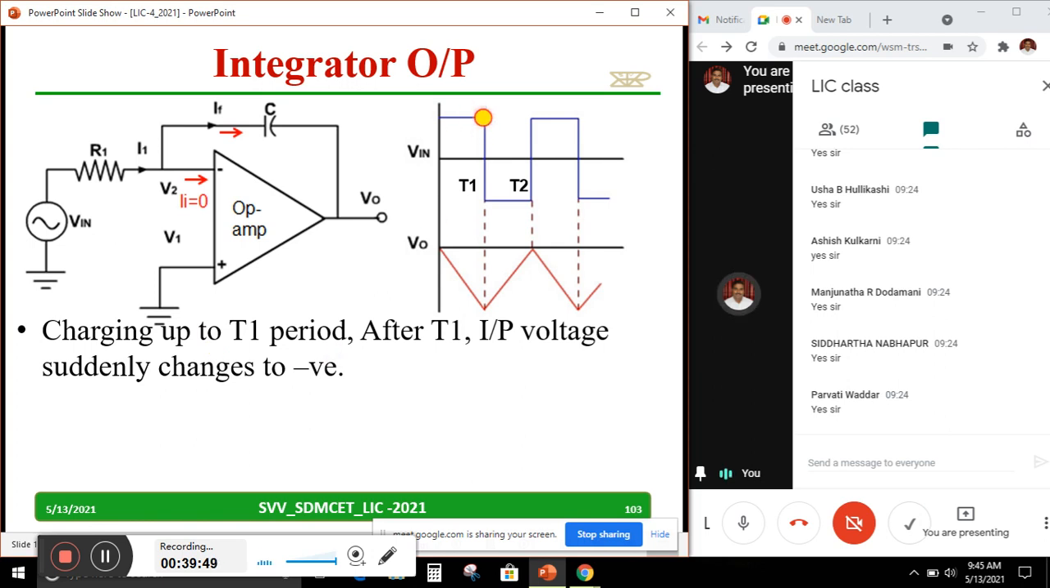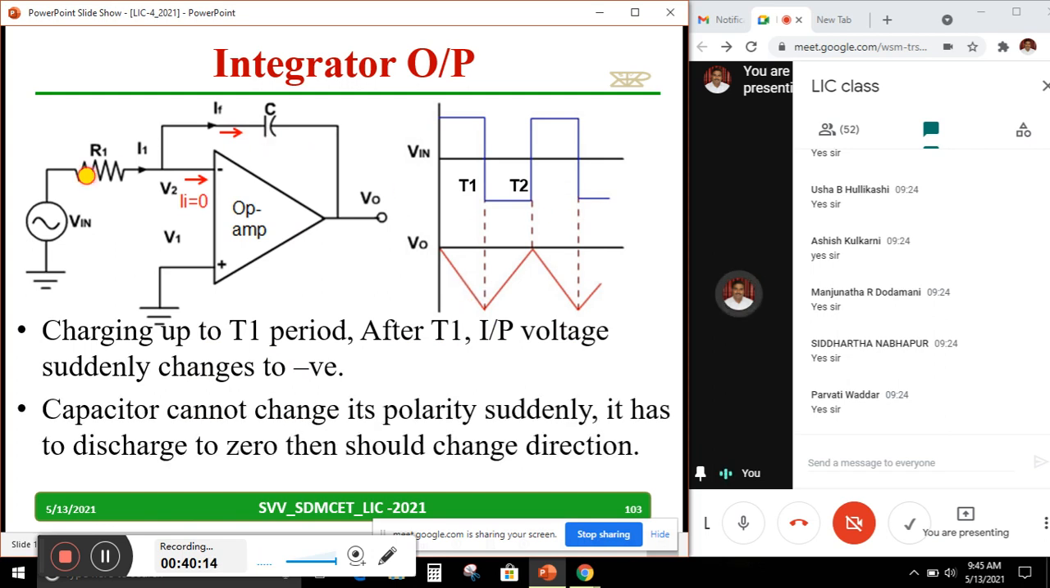Charging continues up to the T1 period, because up to T1 the input was positive. After T1, what will happen? Input voltage suddenly changes to negative. Now the capacitor cannot suddenly go to negative or opposite polarity. First it has to discharge, then it should go positive. Here the RC time constant is the same. Only as much as it has charged will it discharge, because T1 is equal to T2. Therefore it reaches 0.